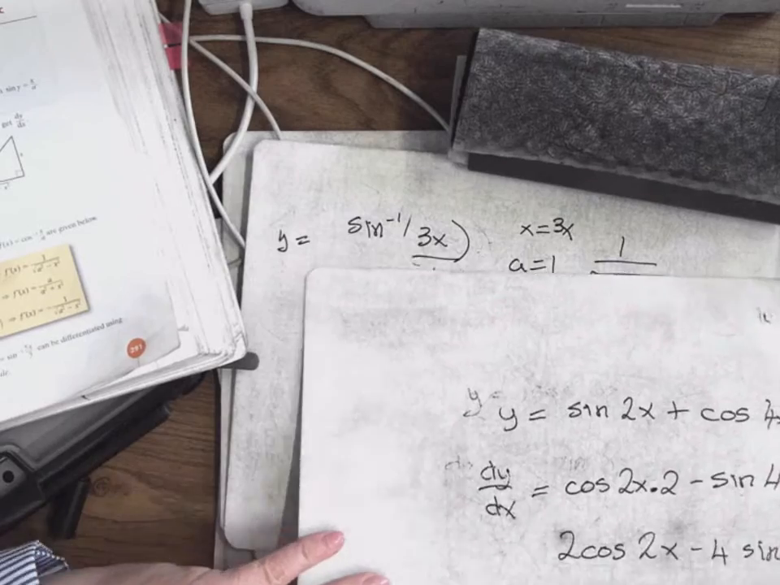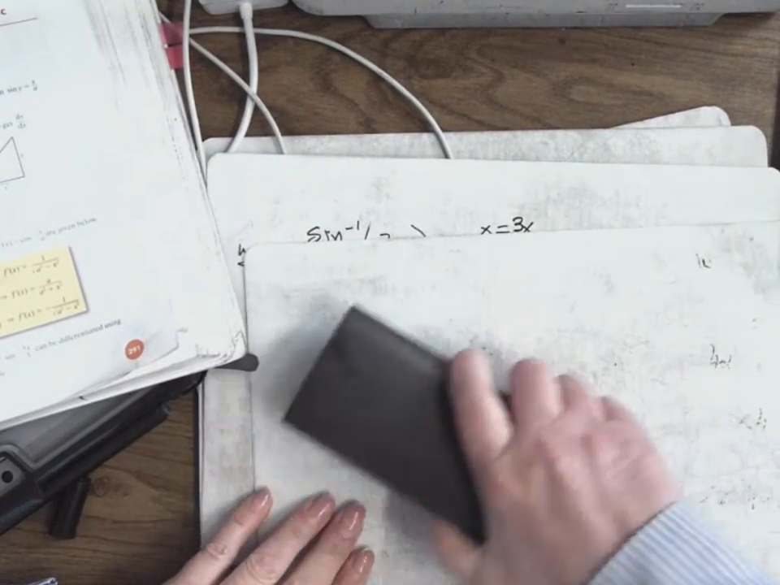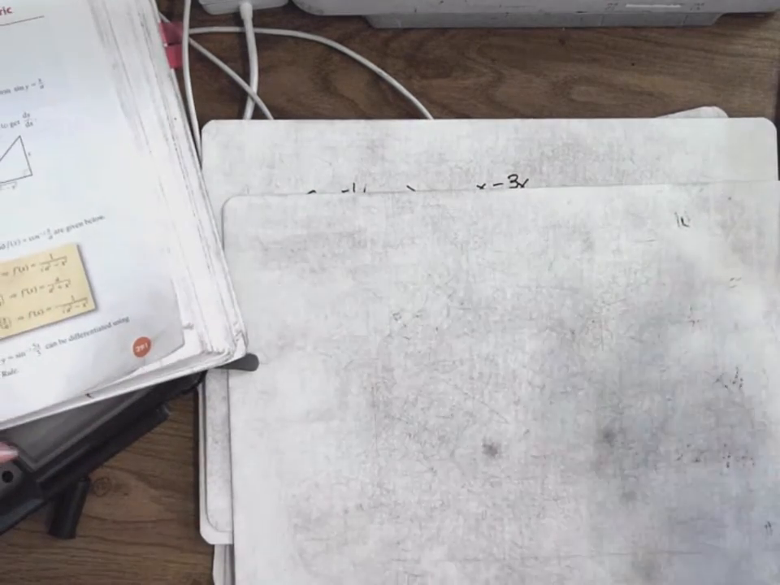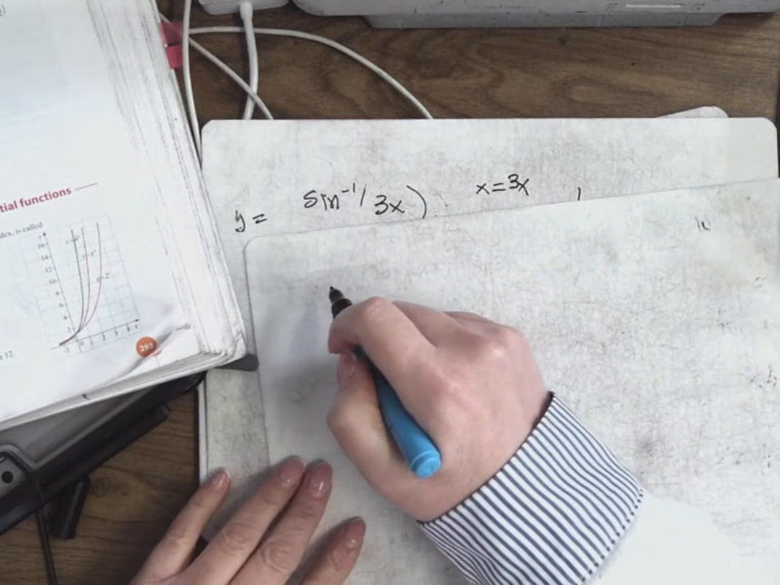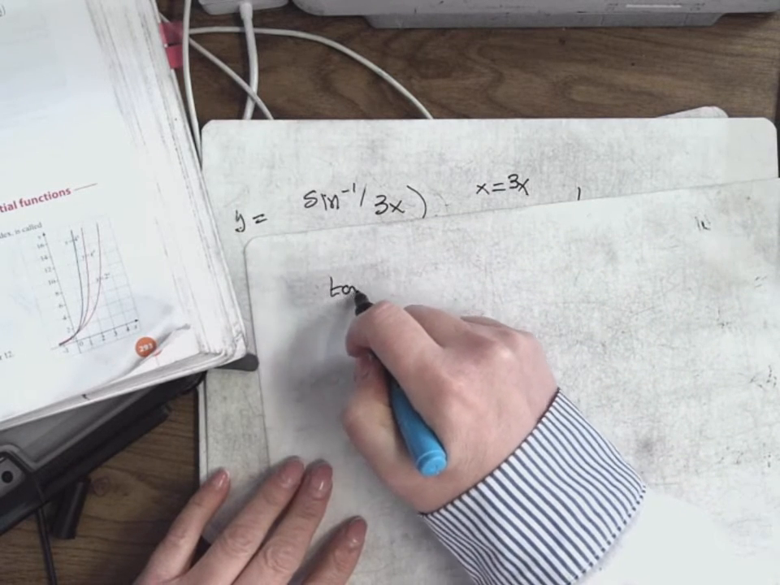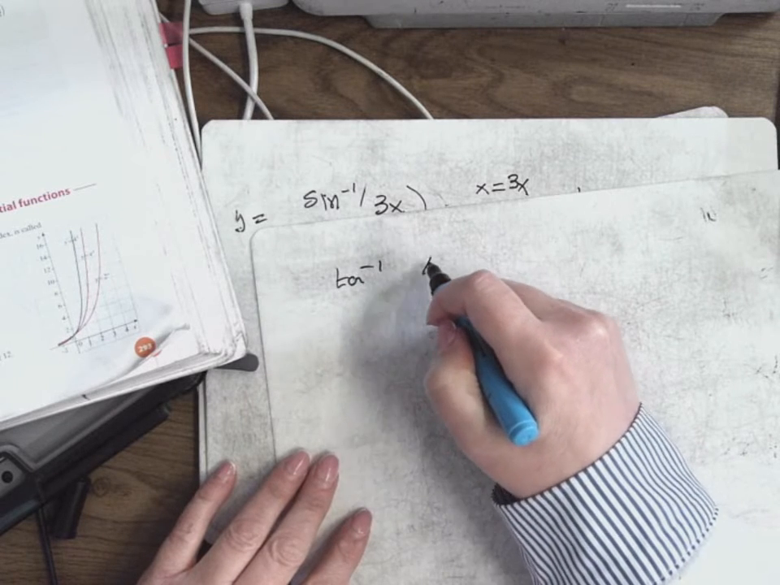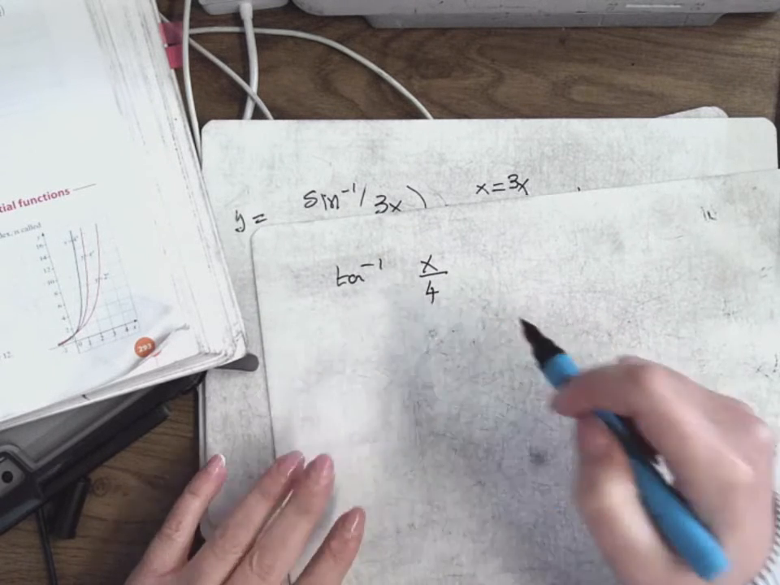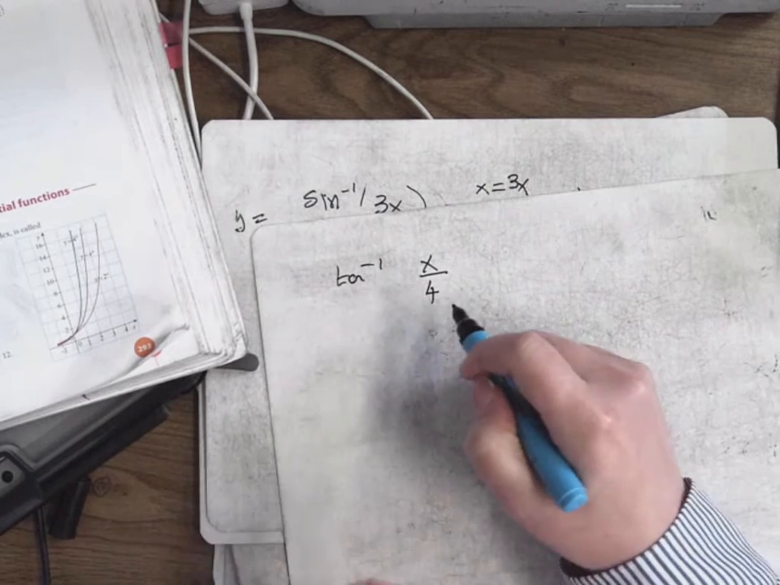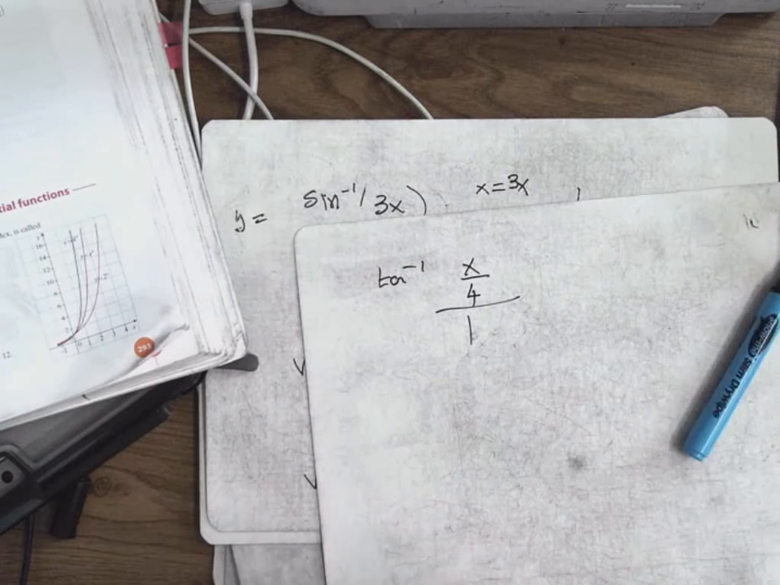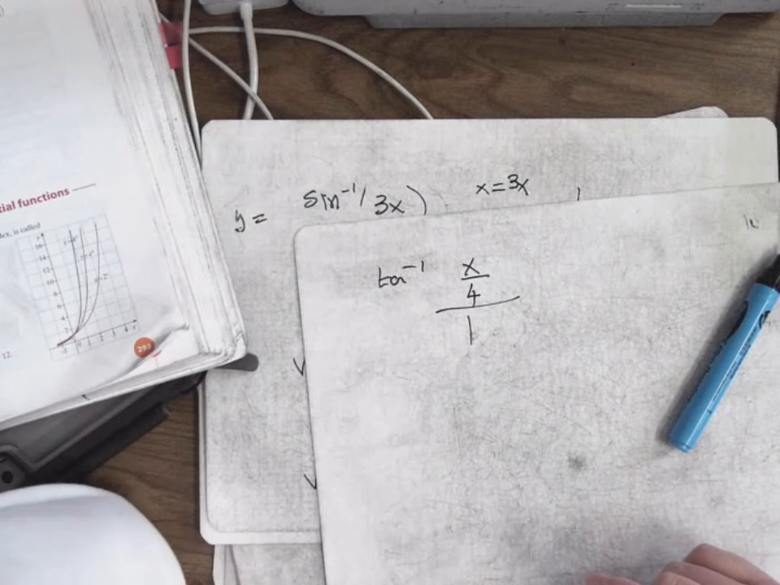So now, if I want to get the inverse tan of x over 4, girls, when it's already a fraction, the easiest thing to do is just put it over 1. Always put it over 1. So even if it's a fraction, put it over 1. I find that the easiest thing to do.